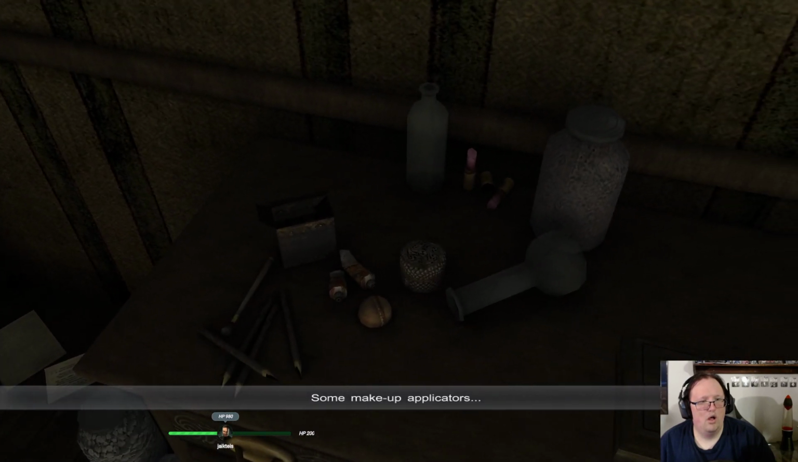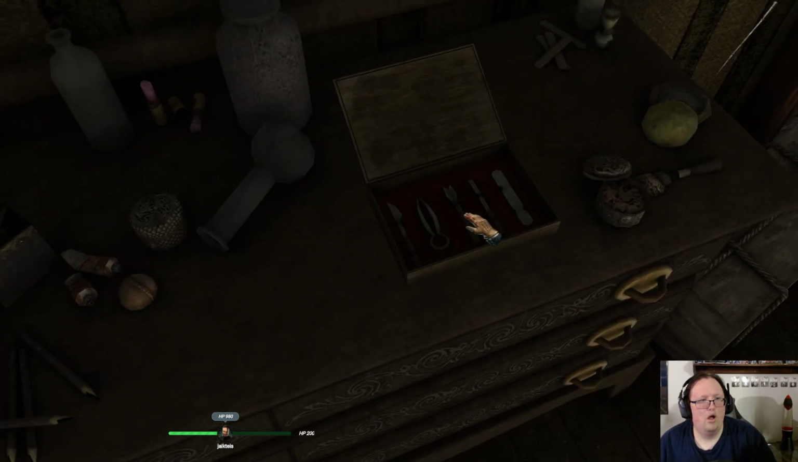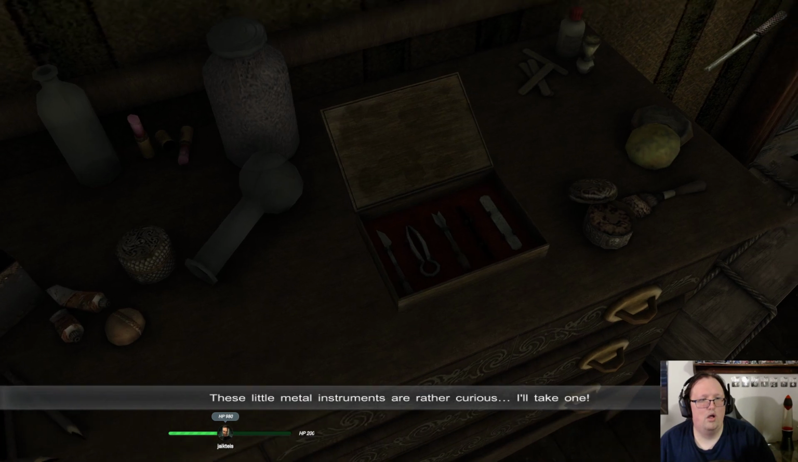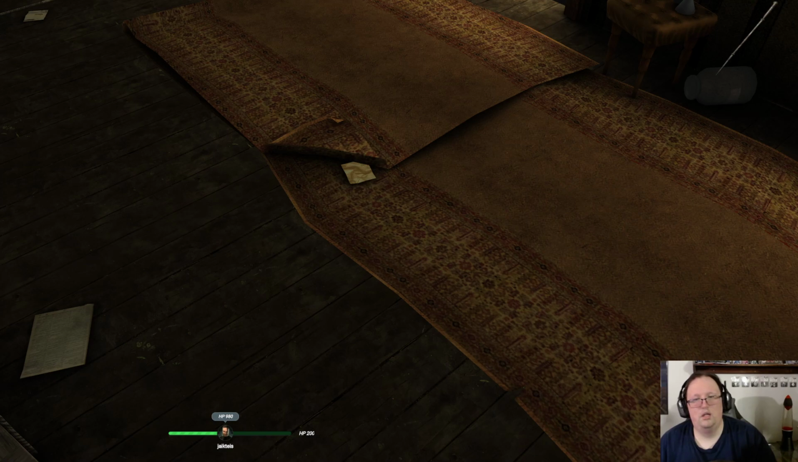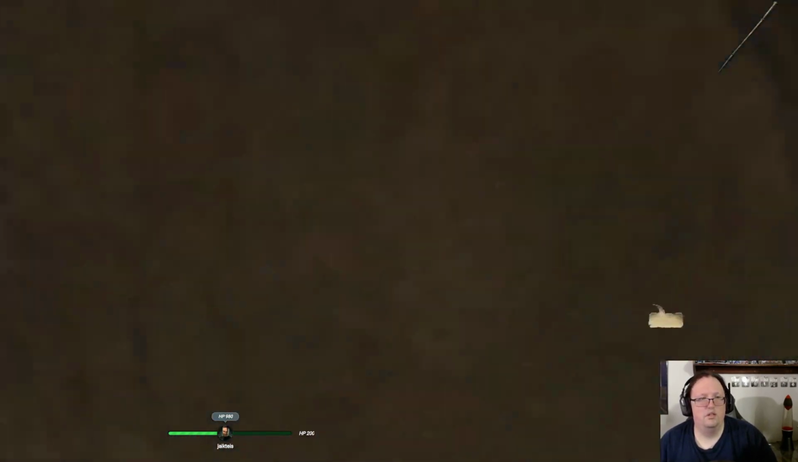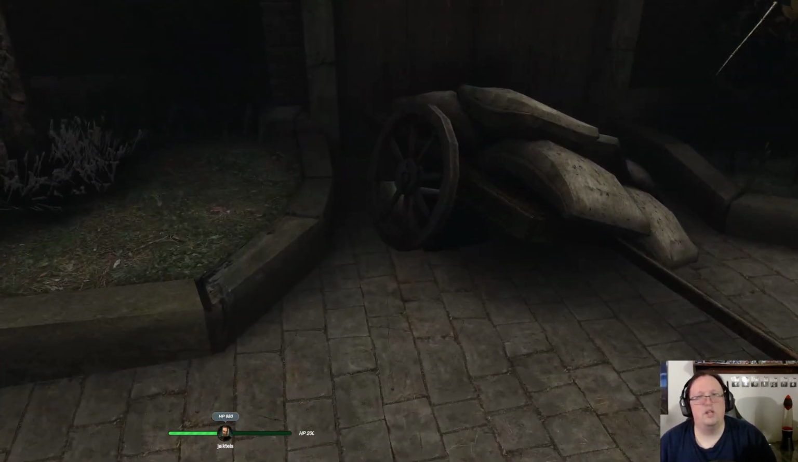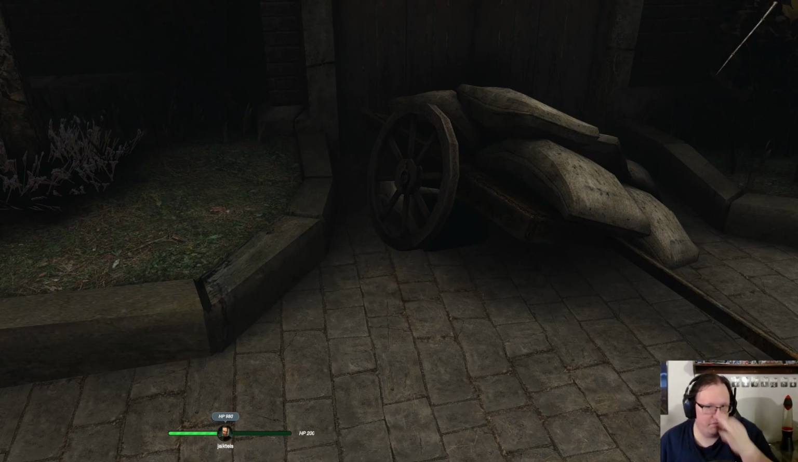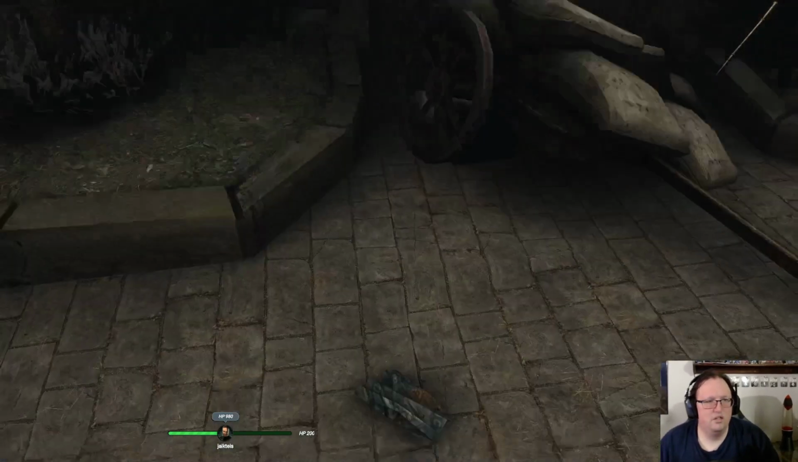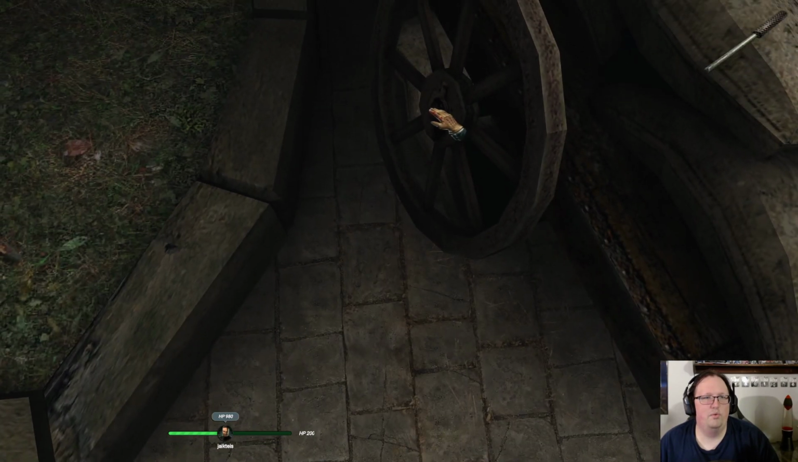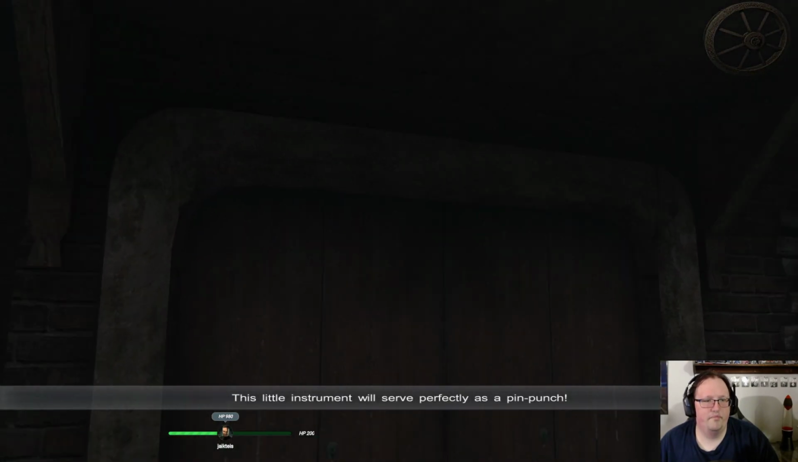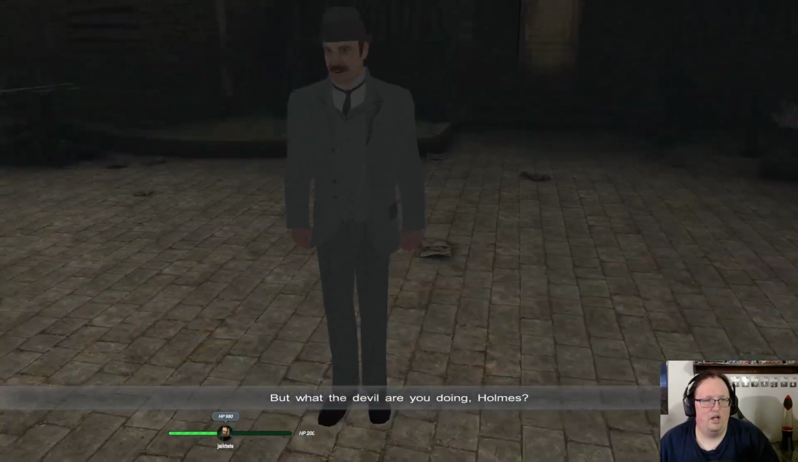Some makeup applicators. These little metal instruments are rather curious. I'll take one. Paper's dancing. You're doing that Charlie Brown dance like they do in the Charlie Brown specials where you just kind of stand still and move your shoulders and kick your feet and look side to side. This wheel is in good shape. Yes, we know the wheel's in good shape. This little instrument will serve perfectly as a pin punch. But what the devil are you doing, Holmes?